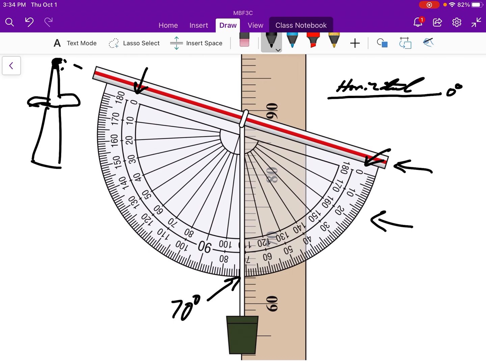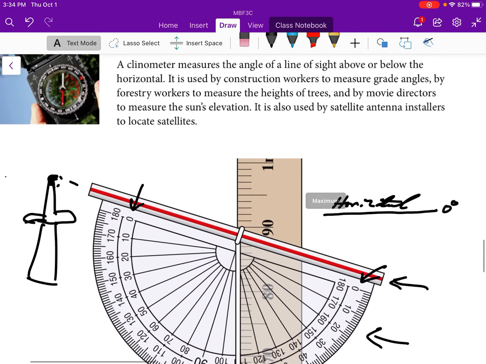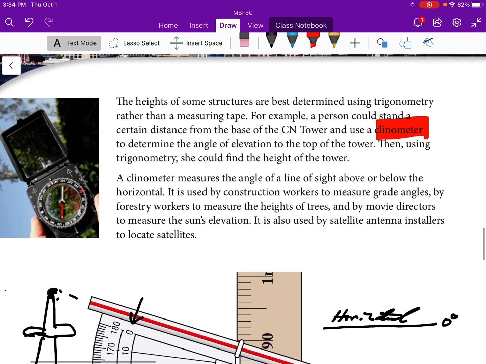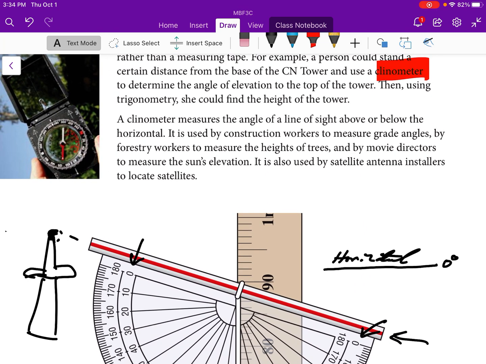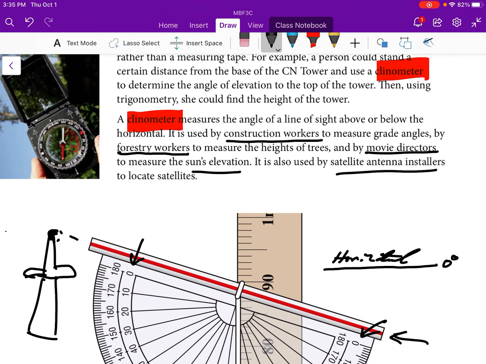Now there are fancier ones out there that other industry people do use. Okay, for example, as I said, the clinometer is measuring the angle of the line of sight above or below the horizontal, and it's used by construction workers, okay, to measure the grade angles. Or forestry workers to measure the heights of trees, and even movie directors measure the sun's elevation at times. And the last one here, satellite antenna installers to locate different satellites. Okay, so it's got a broad range of usage.